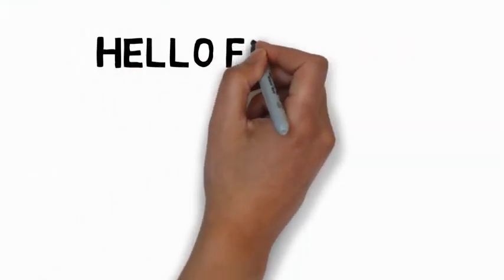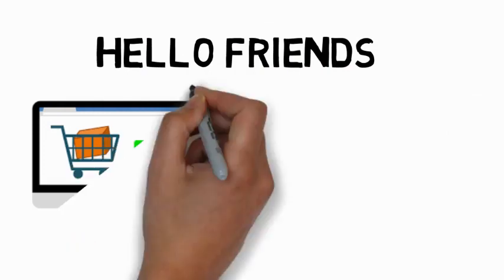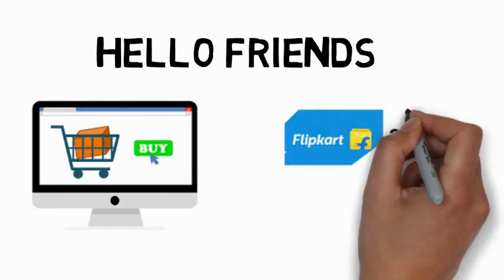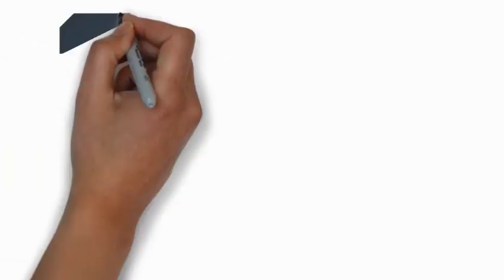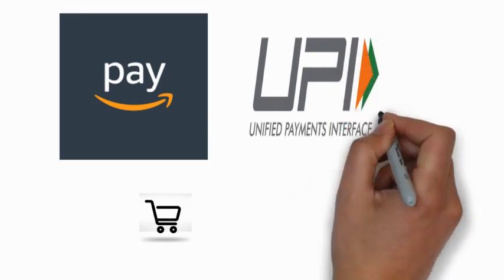Hello friends, have you ever wondered what happens while you are buying something online? While you are buying something from Amazon, Flipkart or Paytm, you first select your product, the best among those, and next you place it in the cart. You would search whether the item is available.